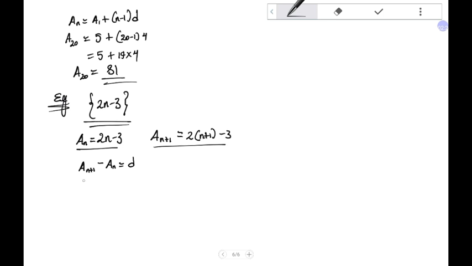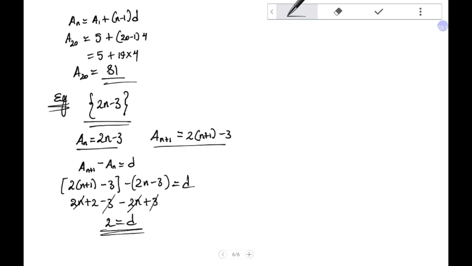an plus 1 is 2 times n plus 1 minus 3, minus an, which is 2n minus 3, and this equals d. If the result is a constant, the sequence is arithmetic. So 2n plus 2 minus 3 minus 2n plus 3. The minus 3 and plus 3 cancel, the 2n and minus 2n cancel, and we are left with 2, which equals d. So d, the common difference, is a constant, and this sequence is an arithmetic sequence. We conclude our argument.